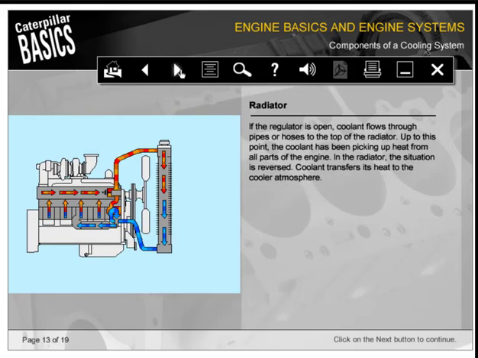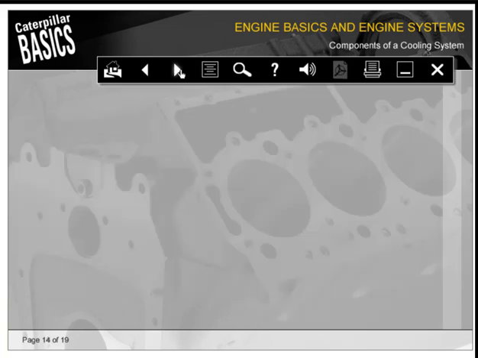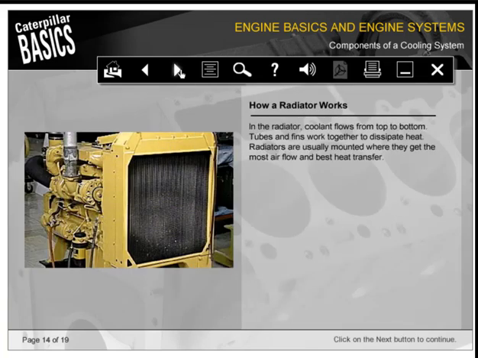If the regulator is open, coolant flows through pipes or hoses to the top of the radiator. Up to this point, the coolant has been picking up heat from all parts of the engine. In the radiator, the situation is reversed. Coolant transfers its heat to the cooler atmosphere. In the radiator, coolant flows from top to bottom. Tubes and fins work together to dissipate heat.